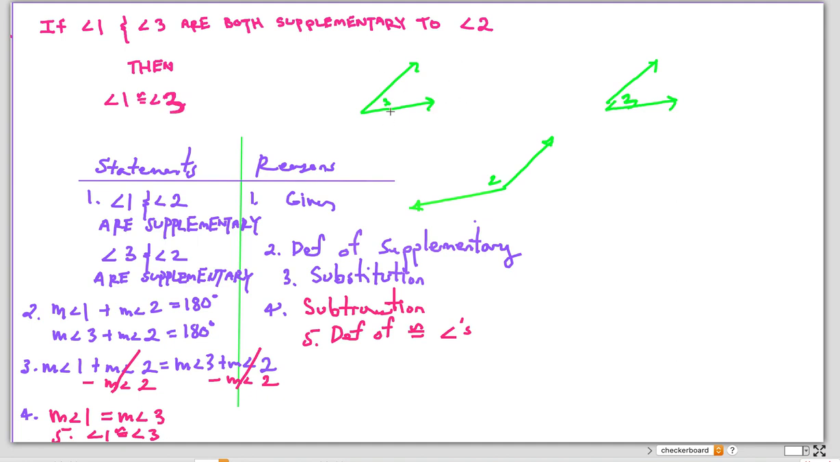The picture looks something like this. Measure of angle 3 plus measure of angle 2 is 180. Measure of angle 1 plus measure of angle 2 is 180. This angle plus this angle is 180, and this angle plus the same angle over here, angle 2, equals 180.